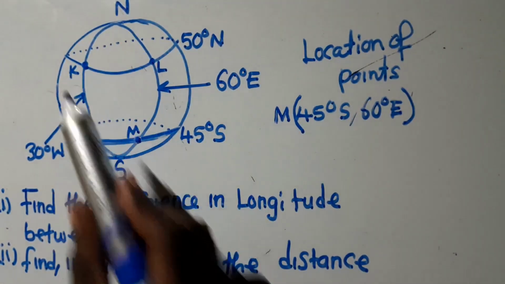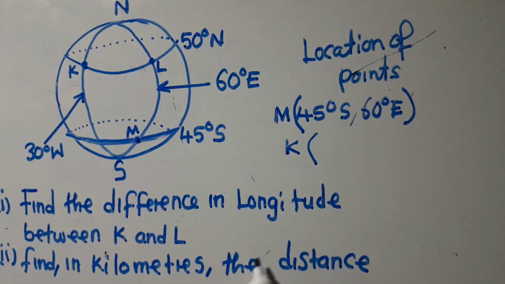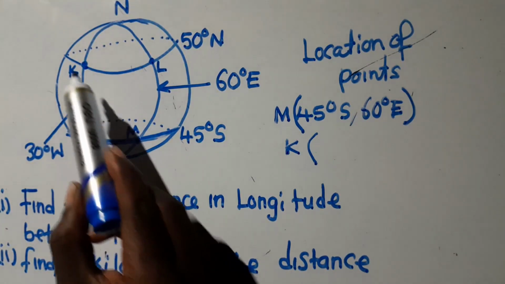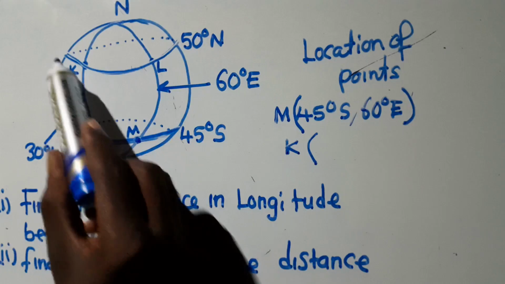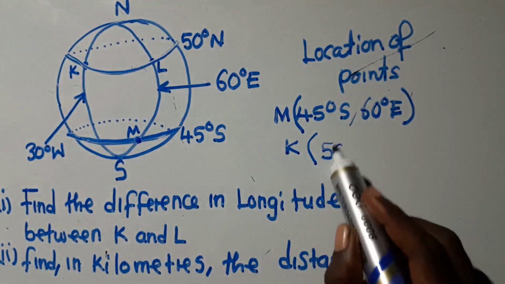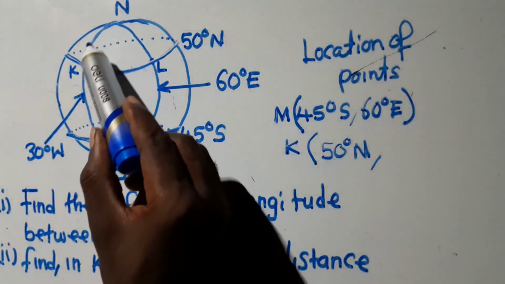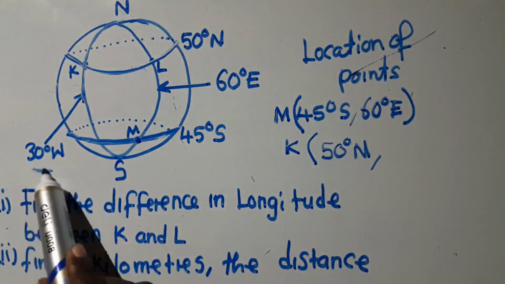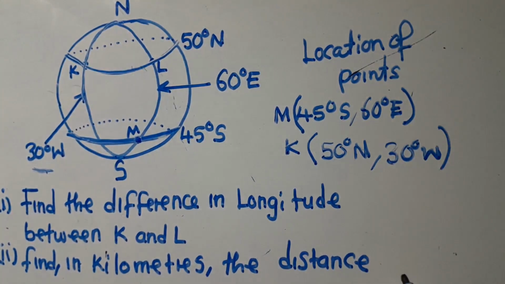If I go to K, this will really help us to answer these questions. I just want to build this foundation so that even as we answer these questions, it's just a walkover for us. K is on which latitude? 50. So I'm going to say 50 degrees north, comma, on which longitude? This one here, 30, so say 30 degrees west.